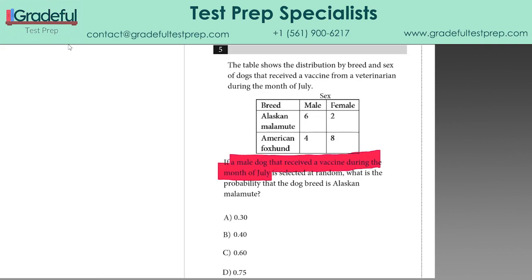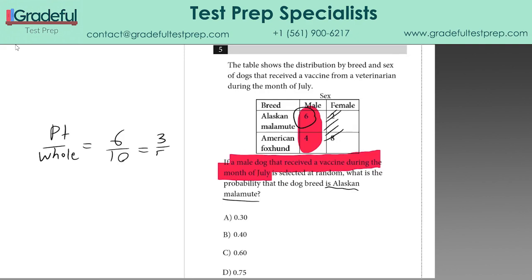And if we're narrowing it down to the male dogs, then we're only talking about this column right here. That means that we can basically cross out these other numbers. So if we're talking about the part over the whole, as we do in probability, then the whole is going to be the 10, the 6, and the 4. But the part of that, which comes from the Alaskan Malamute, is 6. It's just this part. So we can simplify that down to 3 over 5, which is 0.6. So the answer for number 5 is C.